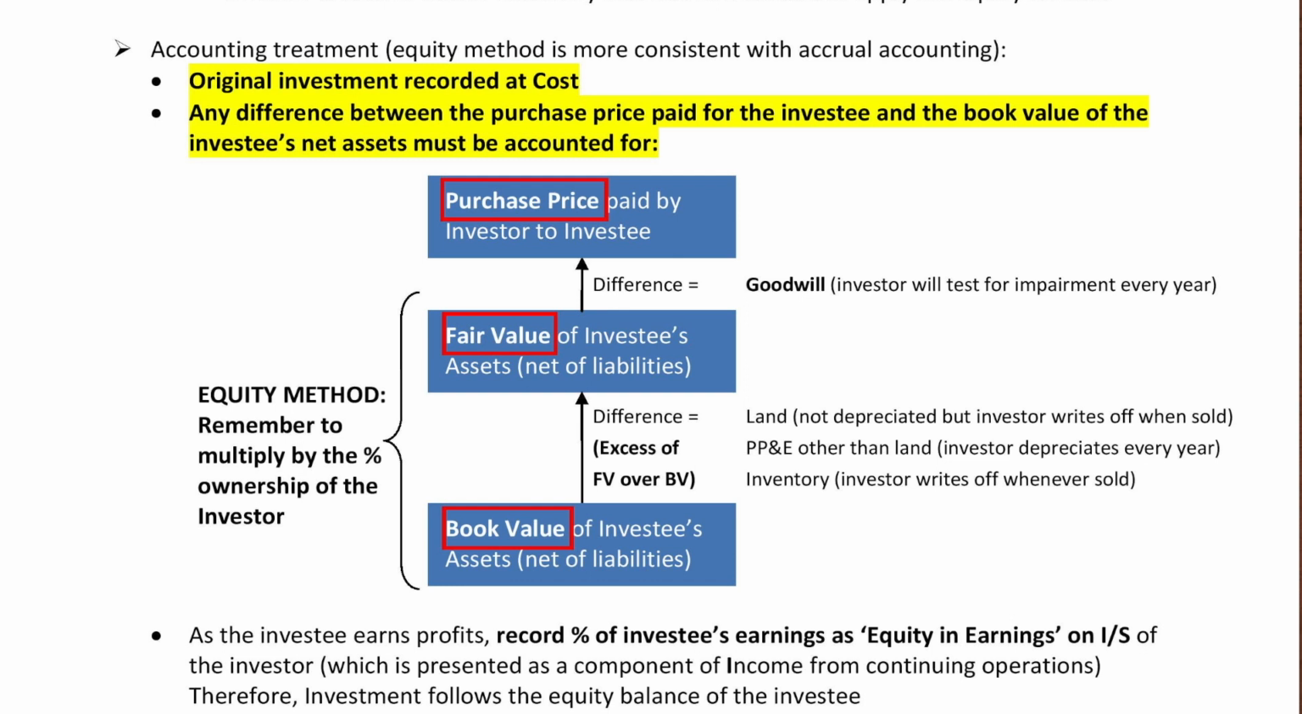So the difference between the book value and the fair value of the investee's net assets is generally due to the difference between the book value and fair value of non-monetary assets of the investee, like land, PP&E or property, plant and equipment, inventory, and the excess over fair value that is paid by the investor to the investee. So the difference between fair value and the purchase price, that is goodwill.